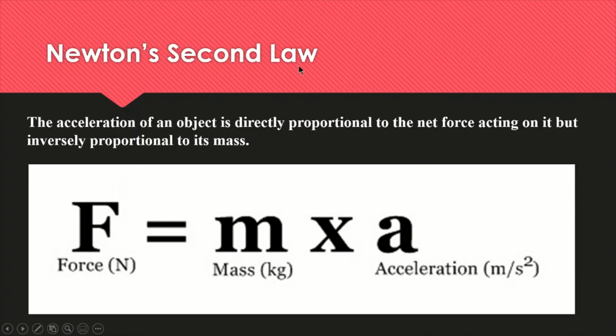Newton's second law states that the acceleration of an object is directly proportional to the net force acting on it, but inversely proportional to its mass. Okay, so this famous formula F equals ma, right? It is very important to physics students. So please remember this formula well.